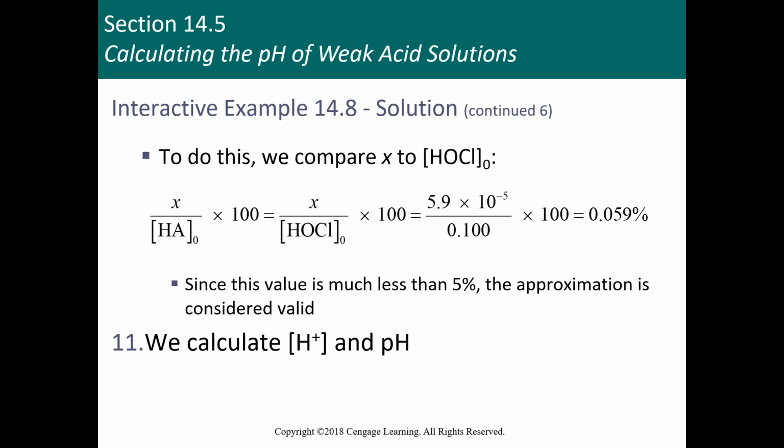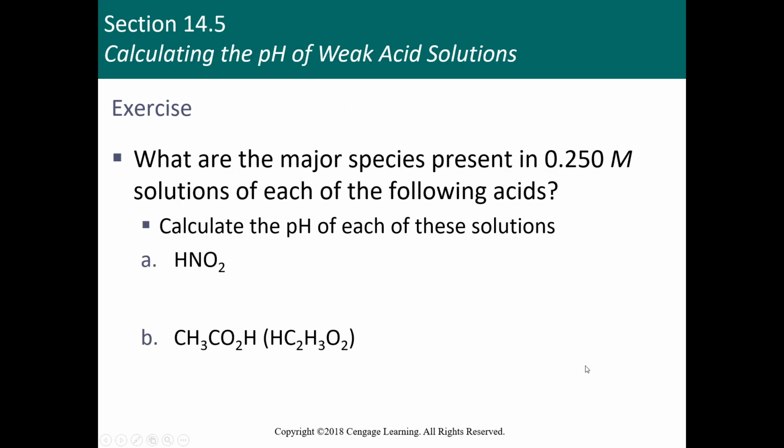Well, technically we've already figured out our H plus concentration, haven't we? Because the H plus concentration was the same as x, and our value of x we already figured out as 5.9 times 10 to the negative 5. That'll be molarity now, because that's concentration. And our pH is just going to be the negative log of this value. So we take the negative log of this value right here, and that'll give us 4.23.